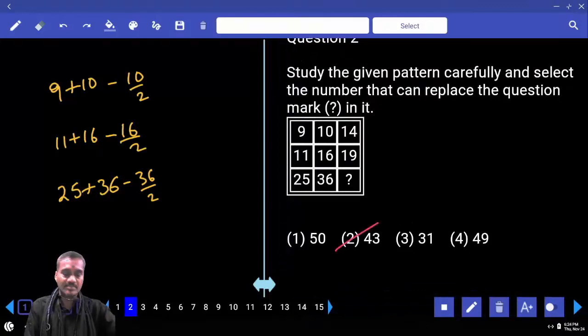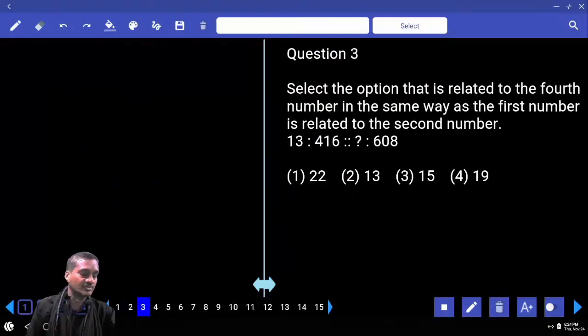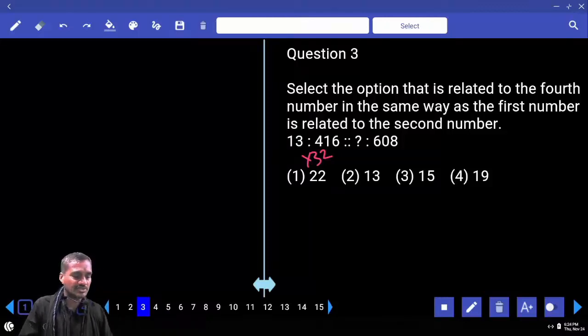Then coming to question number 3. Now 13 and 4, 16. 13 into how much is 4, 16? 13 into 32. And similarly, 608 divided by 32. 608 divided by 32 is so much, 19. And what is your answer here?